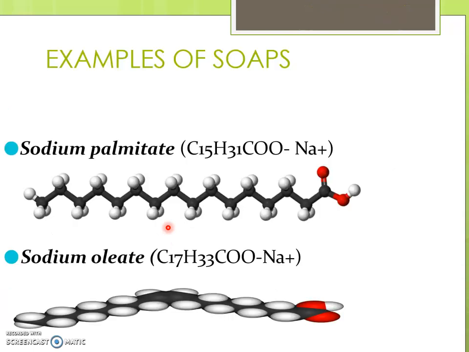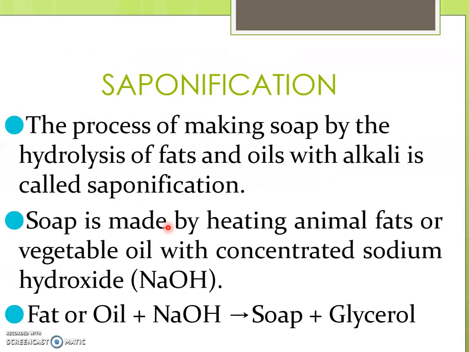So these are the examples of soap. We already discussed one example, that is sodium stearate, made from stearic acid. Another example is sodium palmitate. Sodium palmitate is made from palmitic acid, which is a fatty acid. Then another example is sodium oleate. Sodium oleate is the soap manufactured from oleic acid.